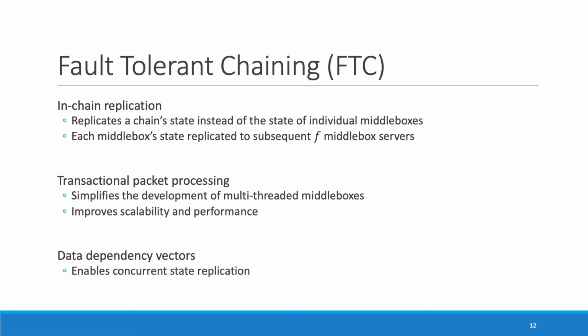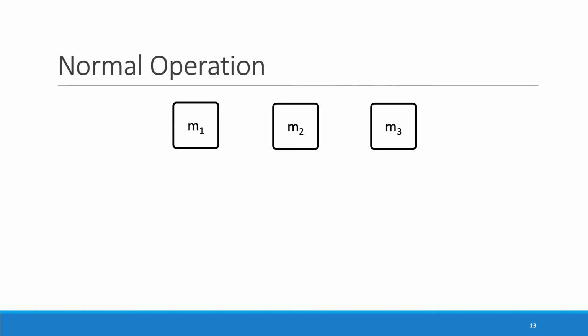FTC also improves the performance of fault-tolerant multi-core middleboxes using transactional packet processing. Packet transactions also simplify the development of multi-threaded middleboxes. FTC also uses data dependency vectors to correctly and efficiently replicate the state of multi-threaded middleboxes.